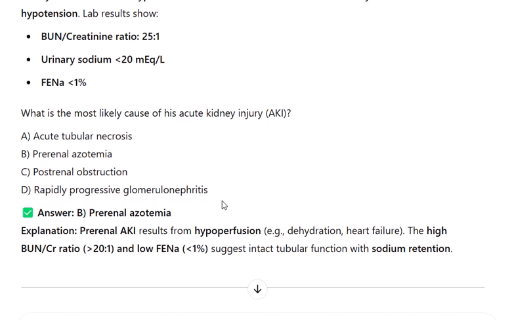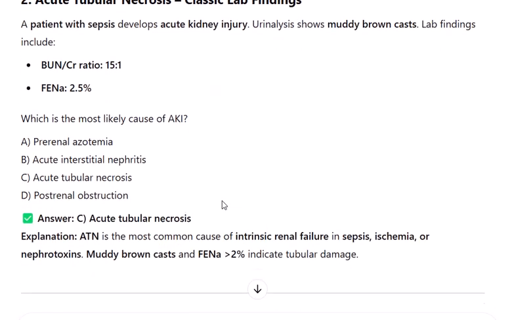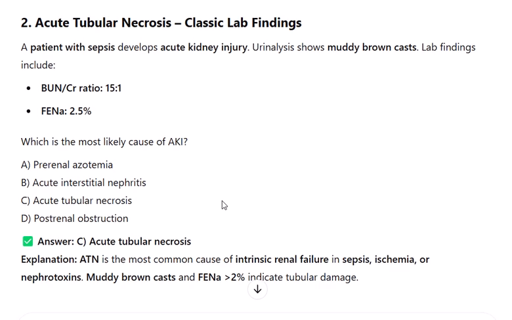A patient with sepsis develops acute kidney injury. Urinalysis shows muddy brown casts. Lab findings include BUN creatinine ratio low and FENa greater than 2.5. Which is the most likely cause of AKI? A. Prerenal azotemia, B. Acute interstitial nephritis, C. Acute tubular necrosis, D. Postrenal obstruction. Answer C. Acute tubular necrosis.